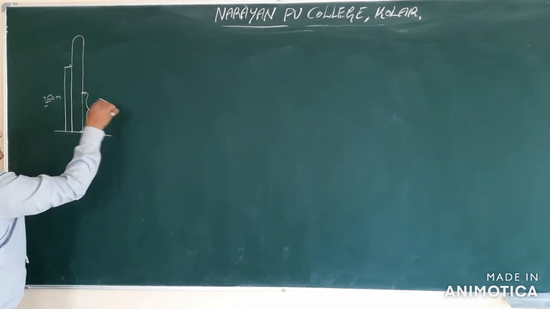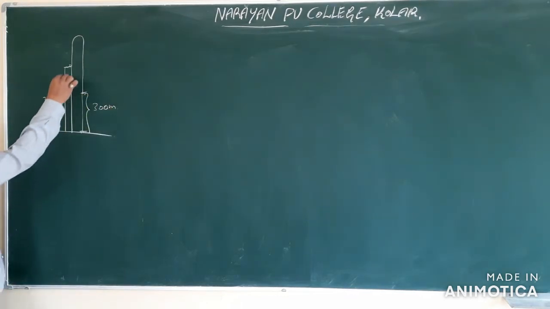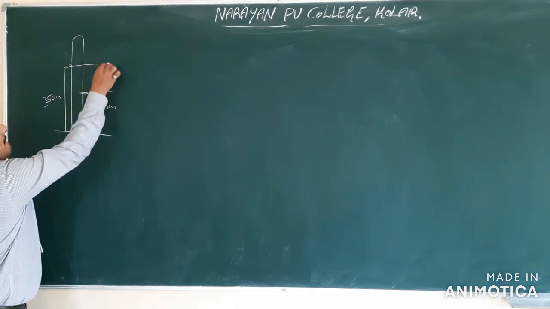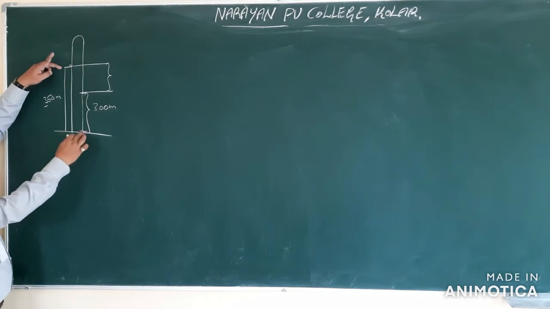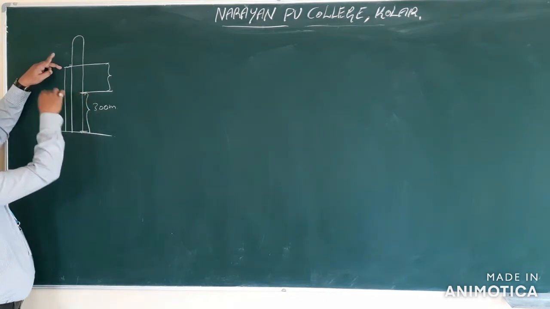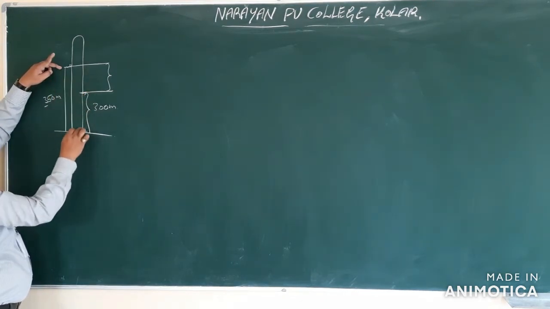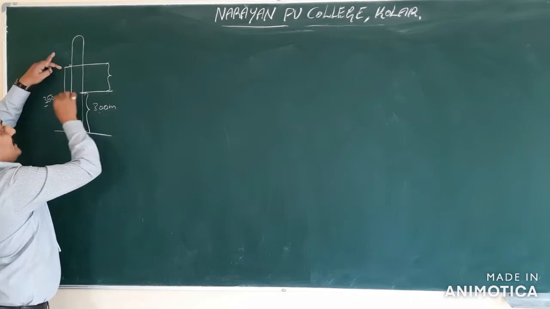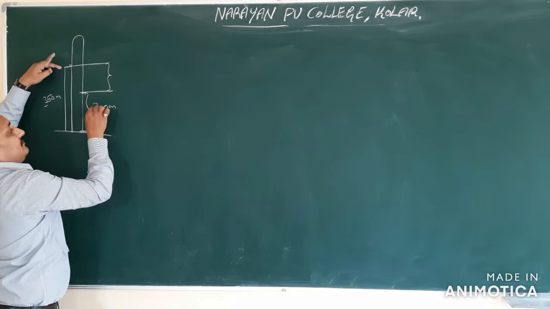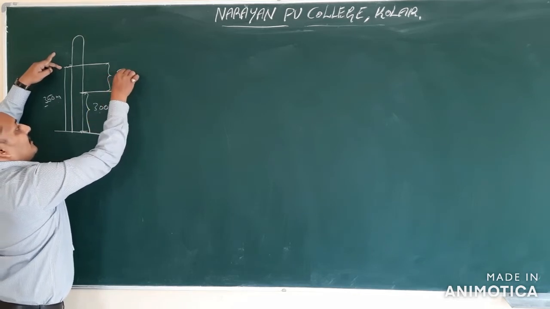So distance of the stone above the ground is 300 means this is 300 meters. Then remaining distance how much? Total height is 350. It is at this point after some amount of time. This point is at a distance 300 meters from the ground. Therefore, remaining distance how much? 350 minus 300. That is nothing but 50 meters.